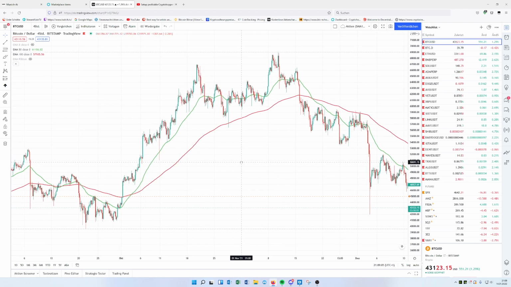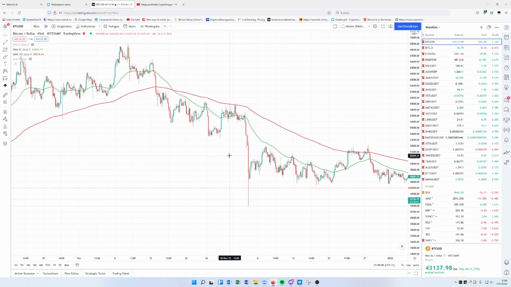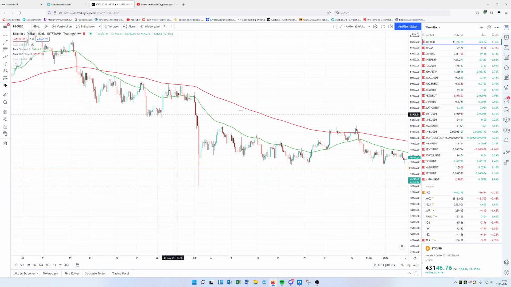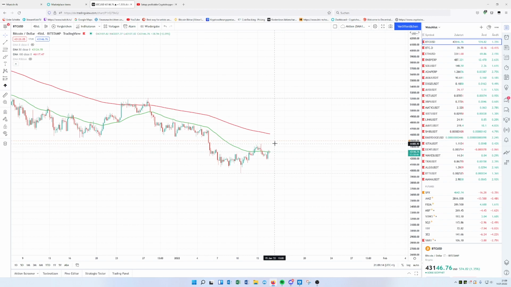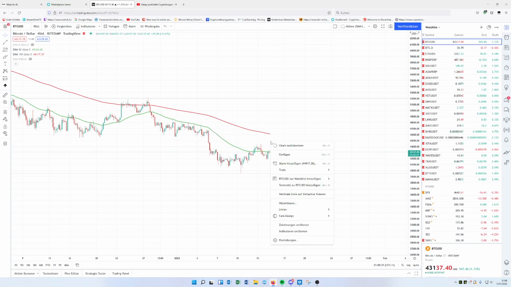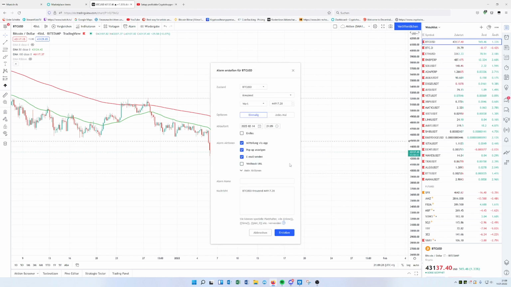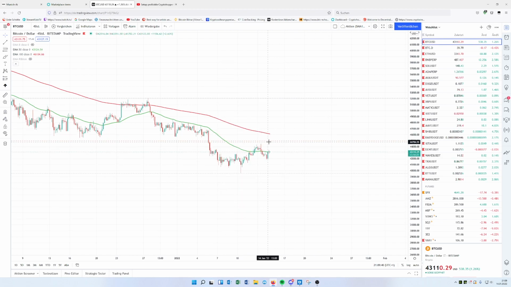And I'm checking here every day how the chart is going. I can even put, for example, when we are here and I want to know when we are back at 45,000, I can just easily make a right click. I also have the app on my phone. Put an alarm, then I say, okay, I want to know when 45,000 is reached. So I create it, and therefore I will get an alarm notification, like a mail or a push notification on my smartphone.